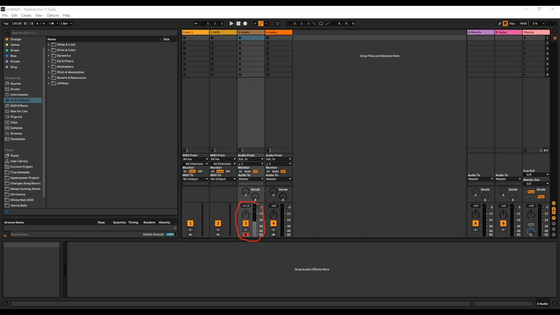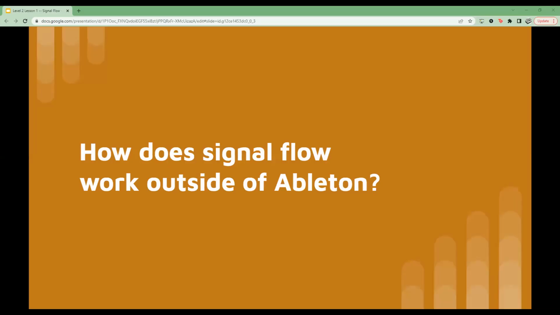Okay, next part of this is especially important. You know how signal flow works within Ableton, but the next thing is, how does it work outside of Ableton? And this is where I am bringing in a hands-on idea. I think this should work if I disable the shared screen here, and then we will turn this on.